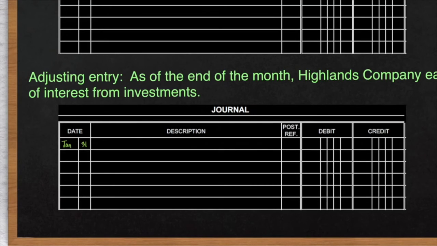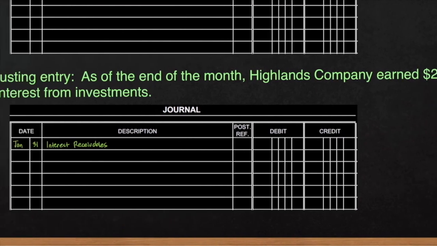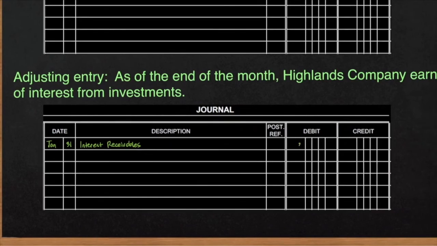What you want to do is debit an account called interest receivable. Interest receivable is very similar to accounts receivable, but we're not expecting money from customers because of products and services the company provided. Instead, we're expecting to receive payment in the form of interest from investments that the company made. So that is interest receivable. You're expecting that payment to come in the future for $2,500.